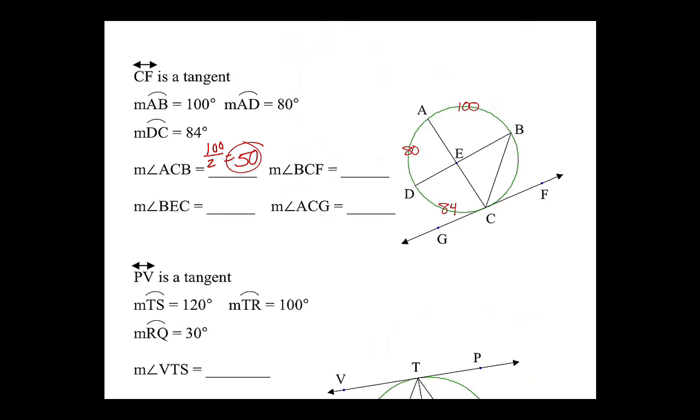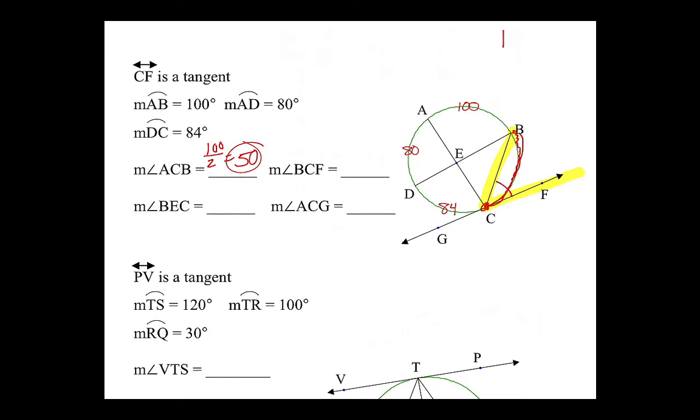The next angle I'm looking for is BCF. So I trace that out. BCF. This angle again is on the circle. So it's going to be half of the intercepted arc. The problem is I don't know what this arc is over here from B to C that this angle is intercepting. But I do know 3 out of the 4.